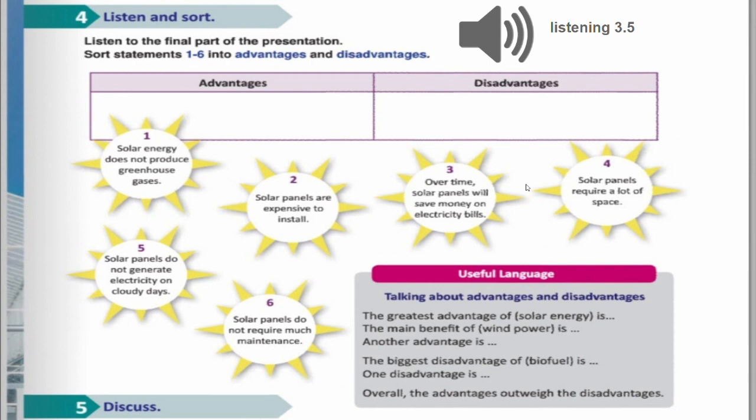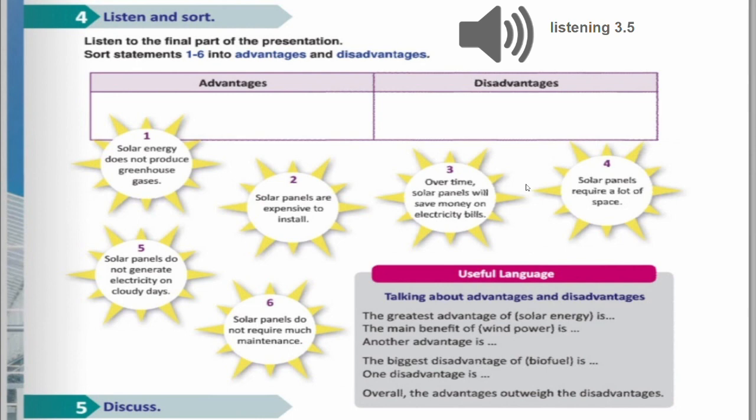However, As technology develops, it will become cheaper, and if you install solar panels, you will definitely save money on your electricity bill in the long term. Another advantage is that solar panels do not need much maintenance, but they do need a lot of space, which can be a disadvantage. The only other disadvantage of solar energy is that it does not work on cloudy days. But that is not really a problem in Oman.